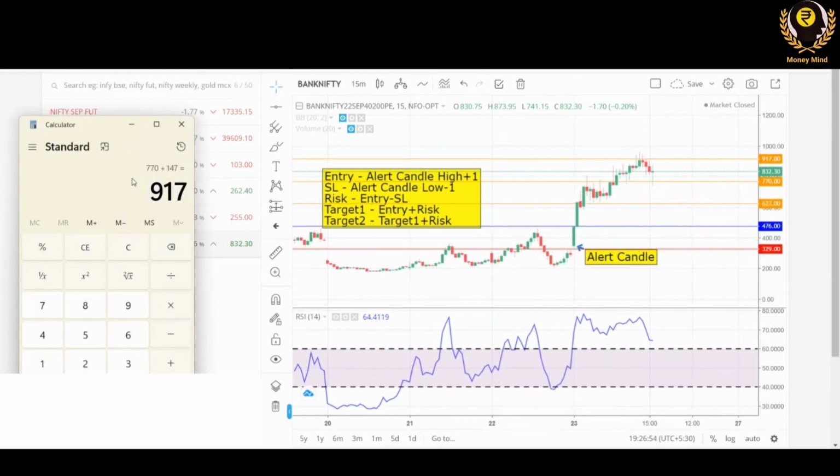Now 770 minus 476, that's 294. My risk was 147. That's a 2:1 risk reward ratio.